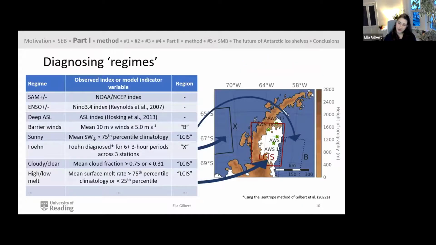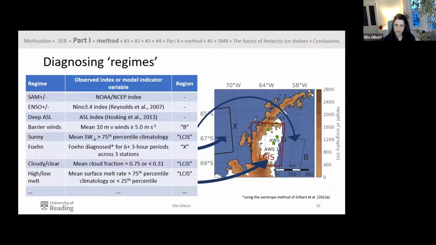So to figure out what the main causes of melting are on this ice shelf, I'm using what I've called regimes, and I'm trying to explore certain conditions which I've identified from the literature, but also from things that we know are important on the ice shelf.